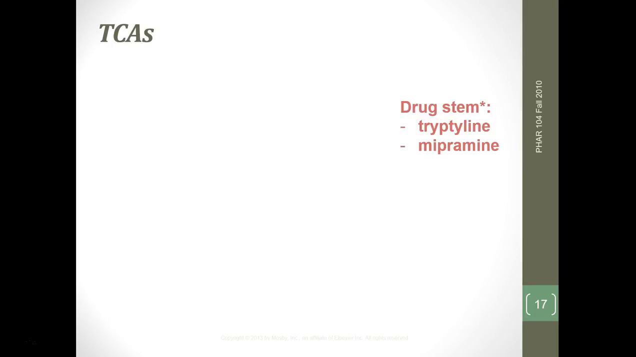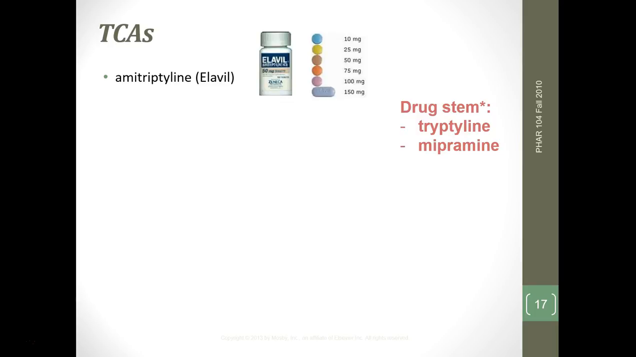All right, so your TCAs. Amitriptyline, which is Elavil, and I have a photo of a label and the different strengths of Elavil. Clomipramine, so that's one of the newer ones that ends in mipramine. That's Anafranil. That was in the previous chapter.